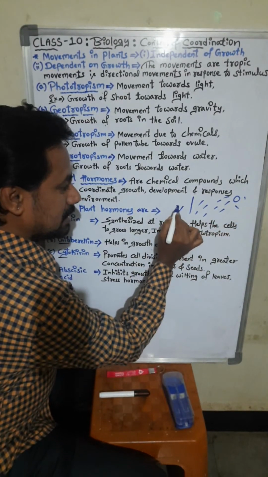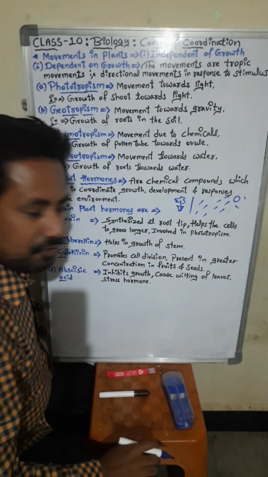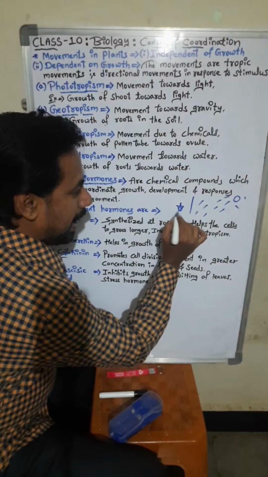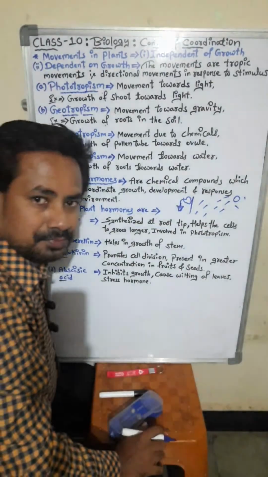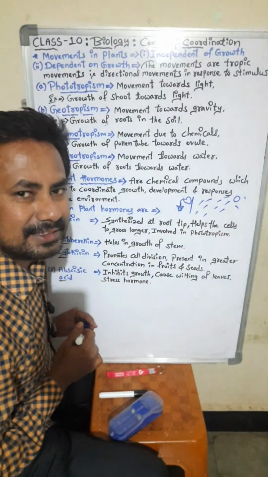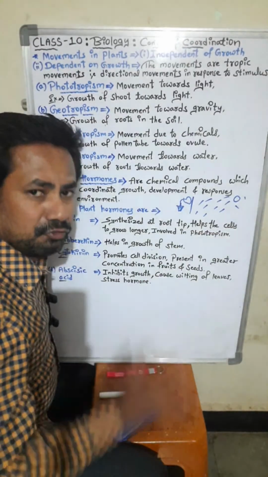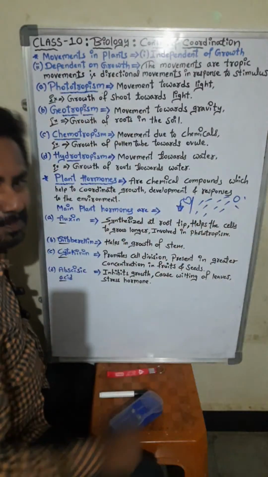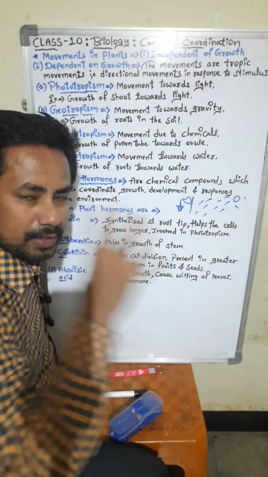So the plant is inside your house. Suppose you think the plant is inside your house. It will grow towards the light, students. Why will the plants grow towards the light? Because it needs light for photosynthesis. Plants are autotrophs and they prepare their food. For that purpose, they grow towards the light. That is known as phototropism. Very simple, very easy. Biology is very easy. You just have to give a little bit of concentration.